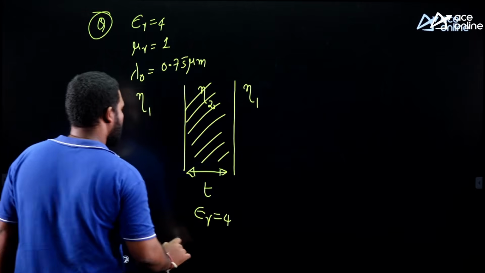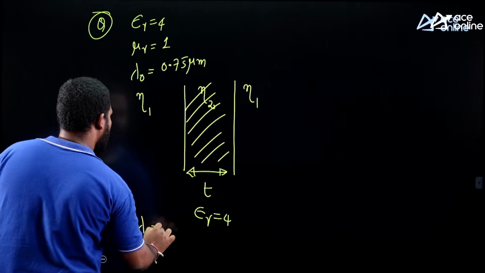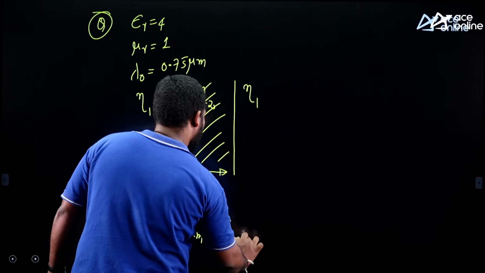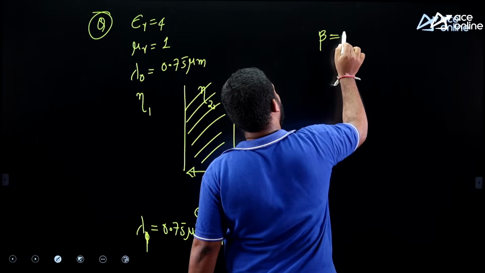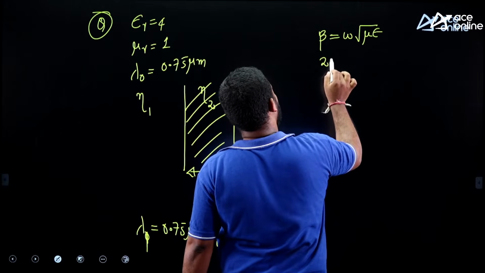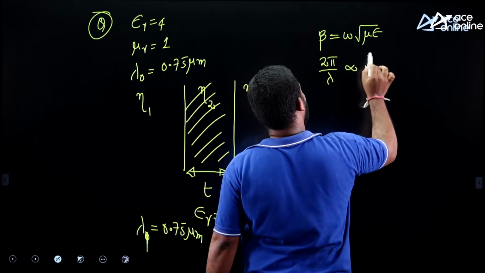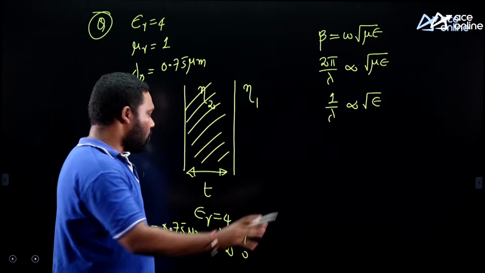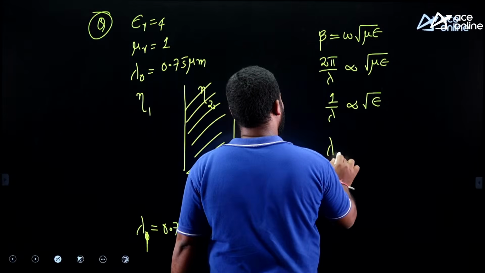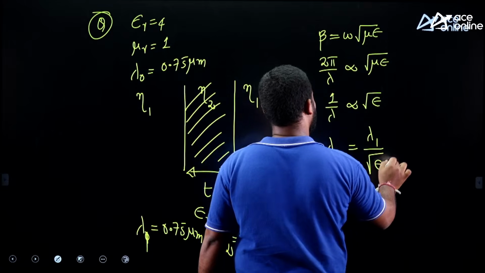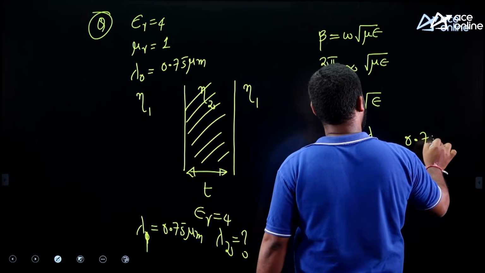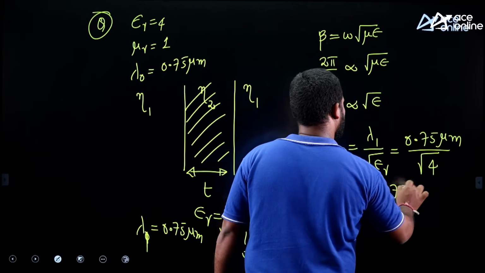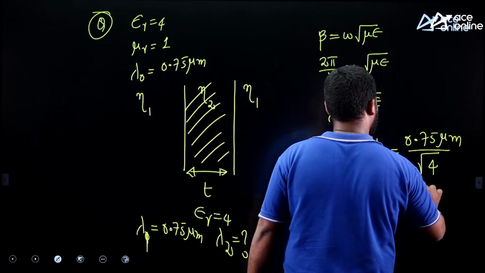Here epsilon r is equal to 4. Let us find the wavelength here. Lambda naught is equal to 0.75 micrometers, or you can also call it lambda 1. Then what is lambda 2? Beta is equal to omega square root of mu epsilon, so 2 pi by lambda is proportional to the square root of mu epsilon. That means 1 by lambda is proportional to the square root of epsilon. So the new wavelength in this medium is lambda 2 equal to lambda 1 divided by square root of epsilon r, which is 0.75 micrometers by square root of 4. So lambda 2 is 0.375 micrometers, that is 0.75 by 2.